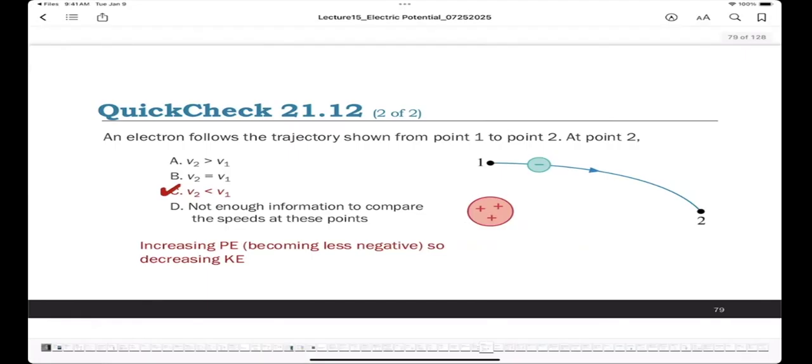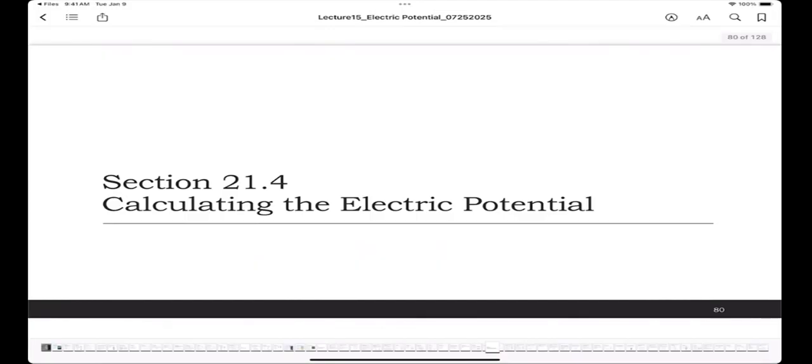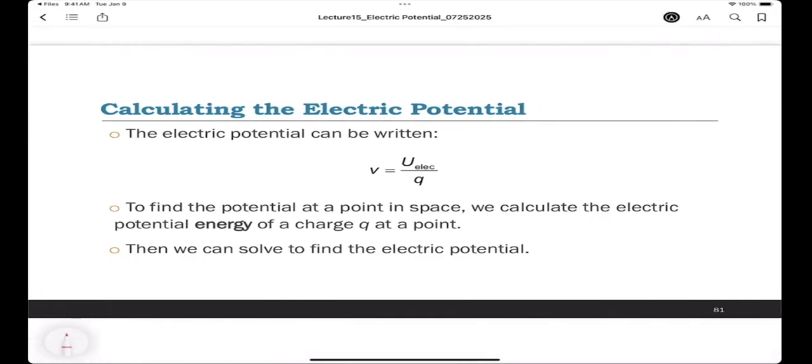Because of the increasing electric potential energy, because it becomes less negative, the kinetic energy is decreasing. Okay. Let's talk about how to calculate the electric potential. We have this equation.